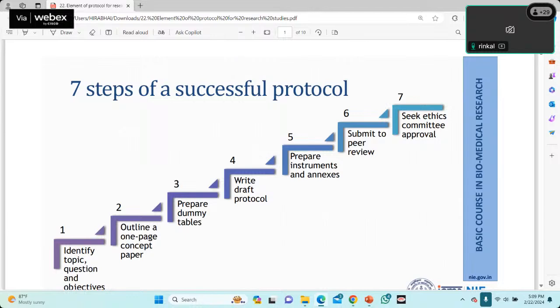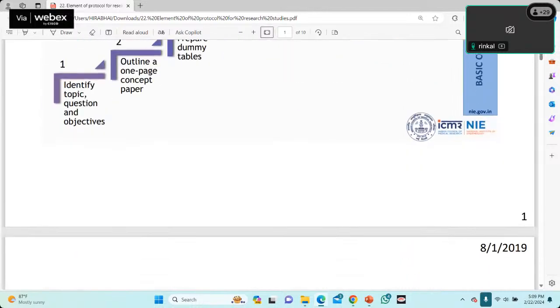And once you submit it for peer review, now at most of the medical colleges we have two committees. One is the scientific committee and second is the ethics committee. So it will go to the scientific committee. You may have a presentation, and once you get approval from the scientific committee, it will go for ethics committee approval. And once you get it, you are ready to start. Okay.